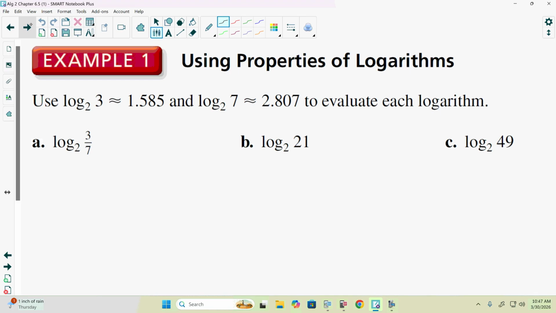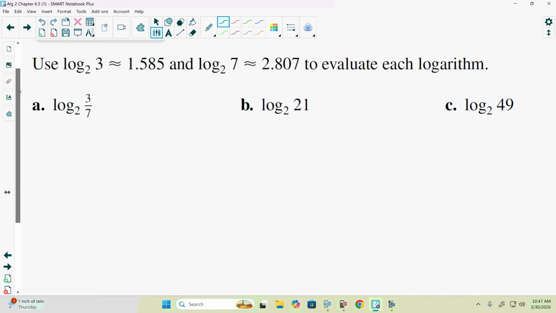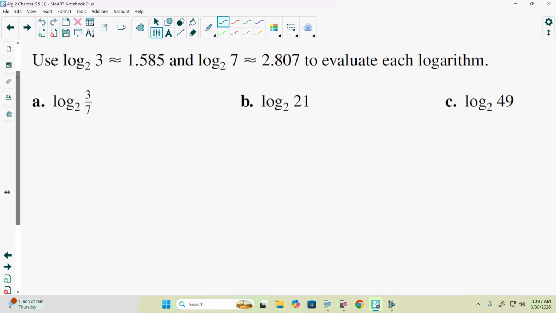Because the first one is log base 2 of 3/7. Now they told us what log base 2 of 3 is. It's 1.585. And they also told us what log base 2 of 7 is. It's 2.807. And we can use these two values to approximate what log base 2 of 3/7 is. Because according to the quotient property, we can rewrite this as log base 2 of 3 minus log base 2 of 7.